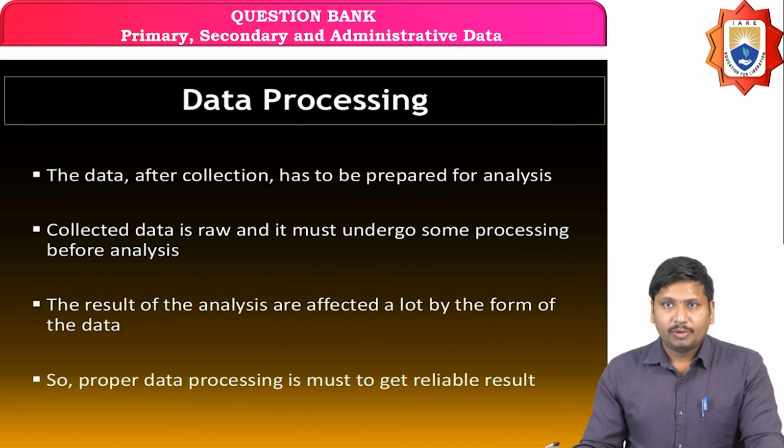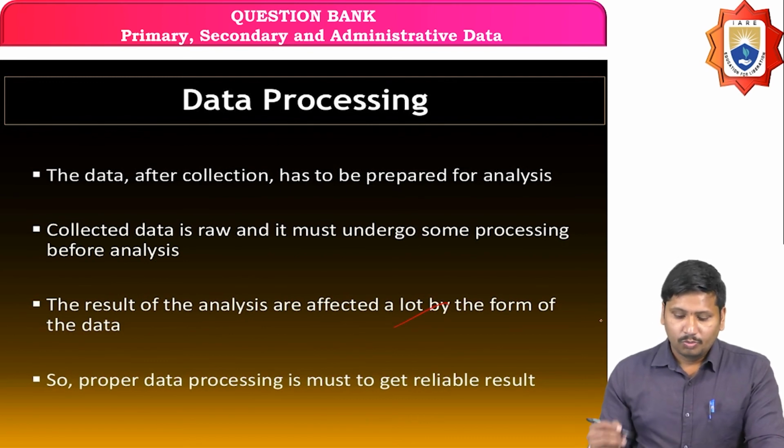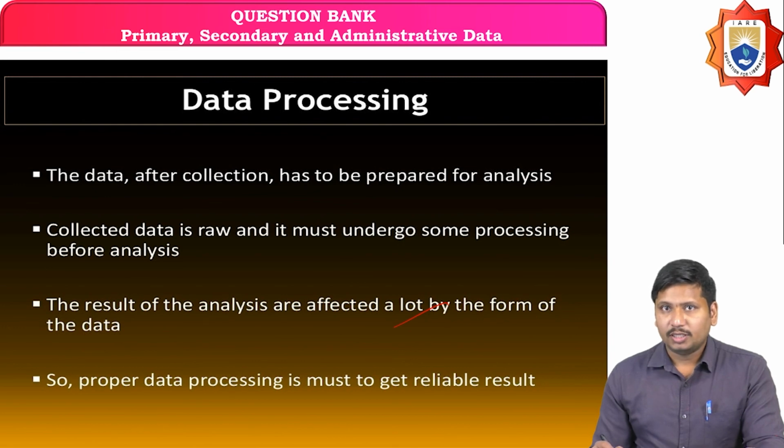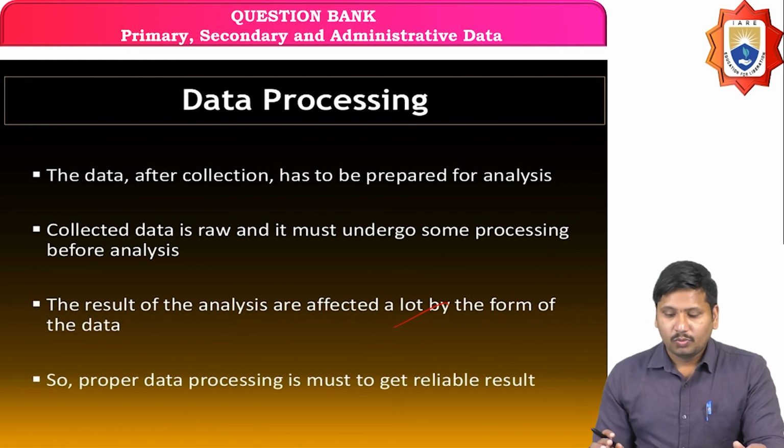So data processing is what happens after collecting the data, when we have to prepare it for data analysis. The collected data is raw actually, so it must undergo some processing before analysis. The results of analysis are going to be affected by a lot of forms of data, so proper data processing must be reliable for the results. Data processing should be done once the data is collected from multiple sources, like primary or secondary. Everything we collected is raw data, so we have to send that data for processing in order to get a reliable result.